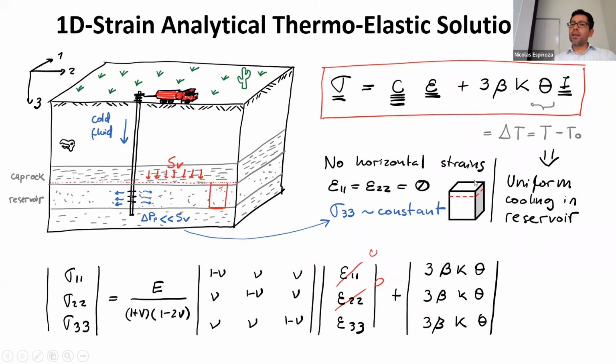And actually, we can assume that that's going to be 0. So the only thing the rock is going to do is contract in the vertical direction. And of course, we're assuming that everything on top of the reservoir is staying there, so the total vertical stress remains the same. We change the temperature, the rock contracts in the vertical direction, and in the horizontal direction, we have thermal destressing.